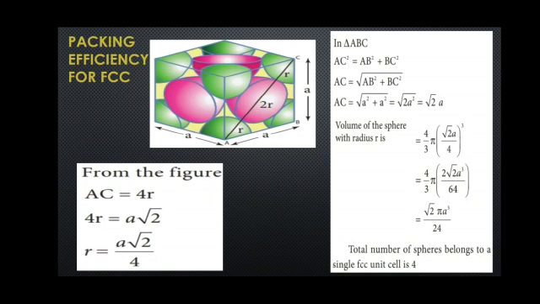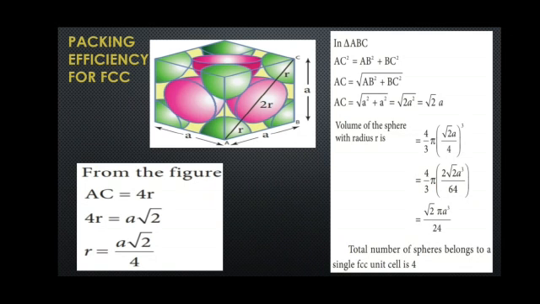Then on this side we are considering the triangle ABC. Apply the Pythagoras theorem, which means the square of the hypotenuse side is equal to the sum of the squares of the other two sides. In triangle ABC, your hypotenuse side is AC. So write AC square is equal to AB square plus BC square. Then take the square root on this side. So AC is equal to square root of AB square plus BC square.